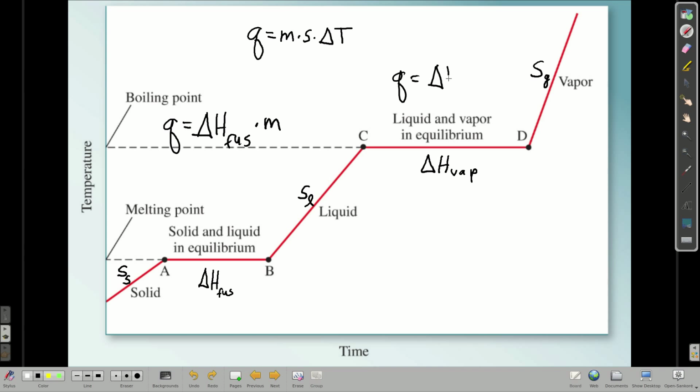It's going to be delta H of vaporization times the mass. All right, so just remember how you calculate Q for each portion of this graph. So let's do an example.